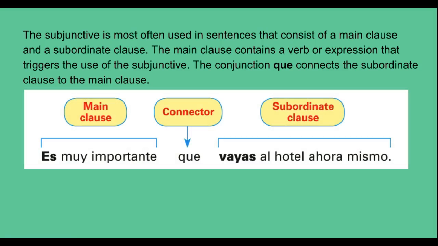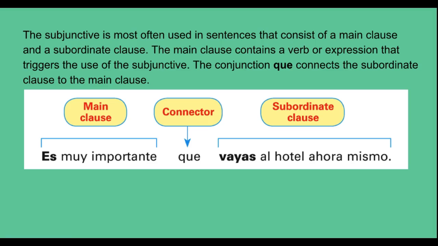Take a look at this example. Es muy importante que vayas al hotel ahora mismo. It's very important that you go to the hotel right now. So in the first clause, the main clause, you'll notice our verb es is the verb ser conjugated in the present tense. In the subordinate clause, however, vayas is conjugated in the present subjunctive.